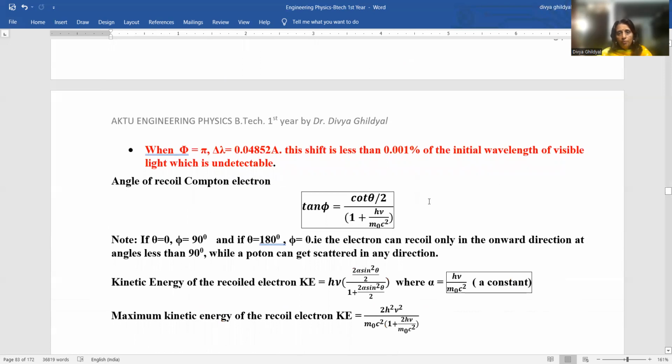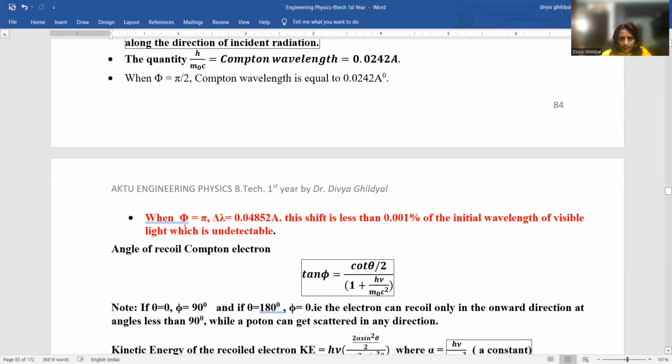One peculiar feature of the Compton effect is that it is not observable in visible light, because the angle is φ. If you put φ in the expression for Δλ, then you get 0.04852 angstrom. This shift is less than 0.001% of the initial wavelength of visible light, which is undetectable. See, the Compton shift for the visible spectrum is so small that it is undetectable. This question has been asked twice or thrice in section A: why is Compton shift not observable in visible light? Because the shift there is very small, hence we are not able to see it.